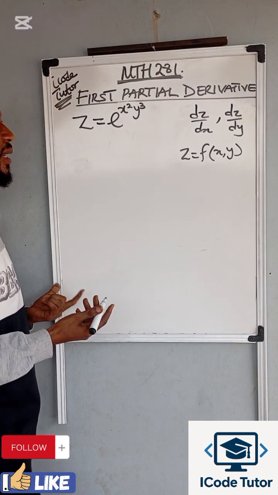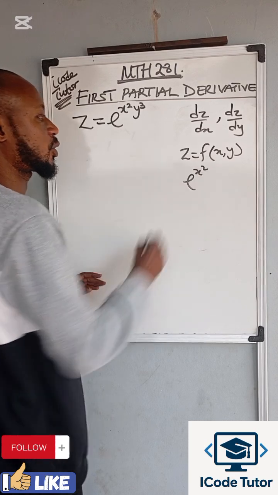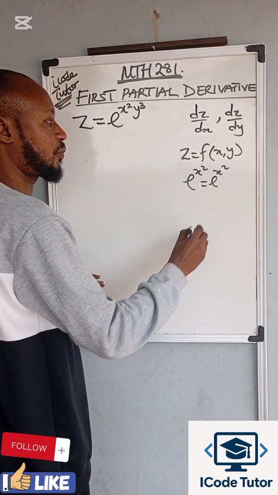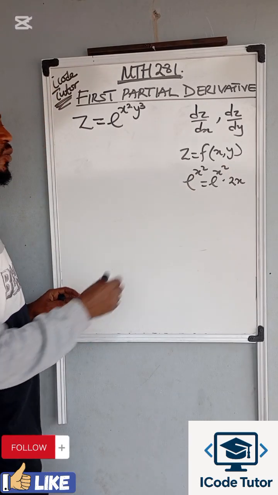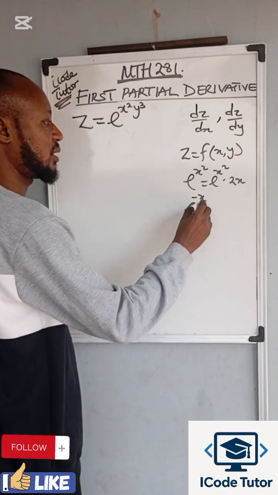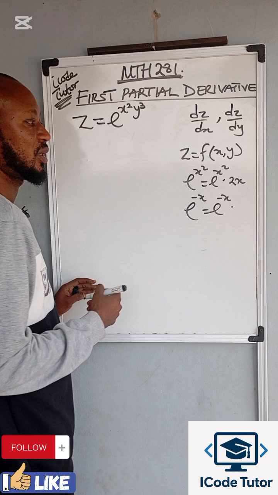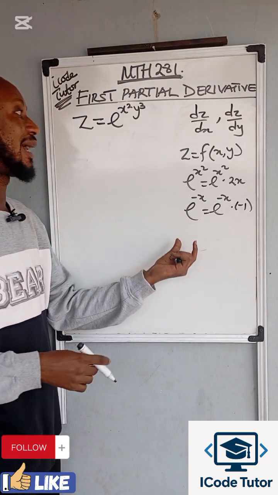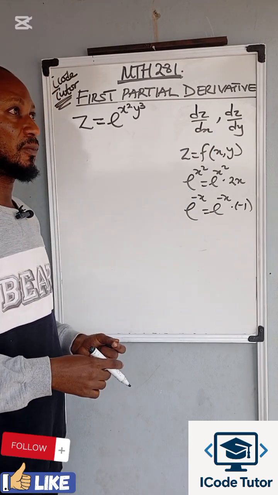Now, let's say you have to find the derivative of e raised to power x squared. The derivative of e raised to power x squared is e raised to power x squared multiplied by the derivative of x squared, which is 2x. When you have to find the derivative of e raised to power minus x, it is e raised to power minus x multiplied by the derivative of minus x, which is minus 1. That means each of them must be treated separately according to the function given.